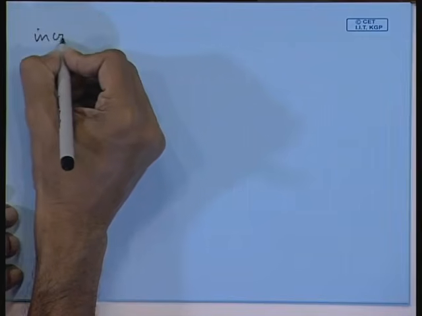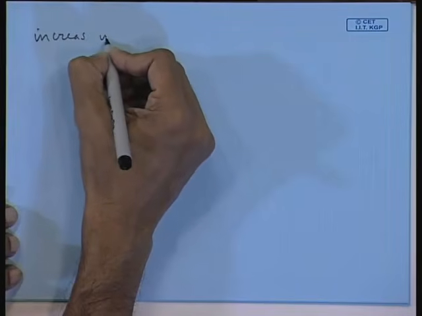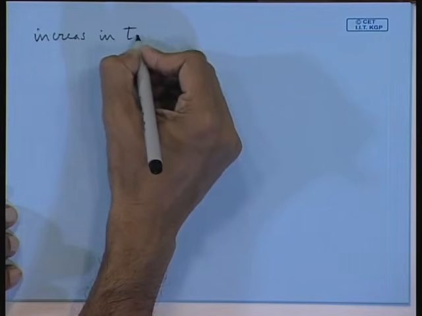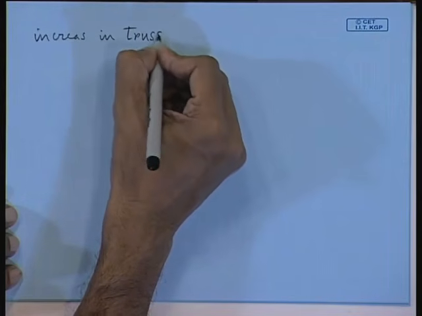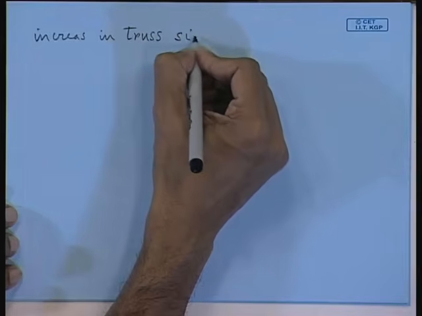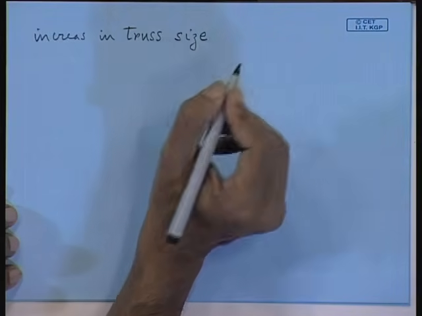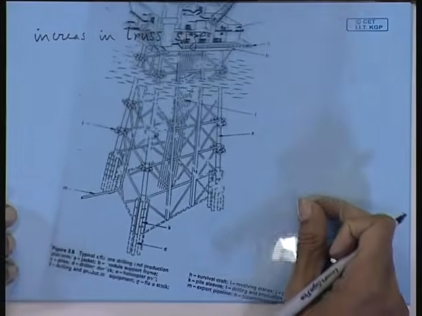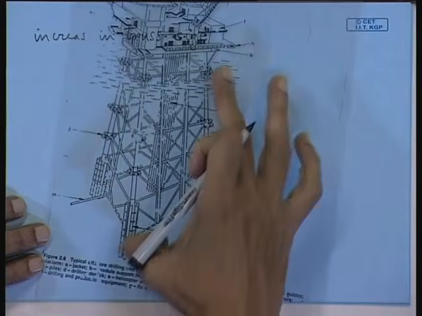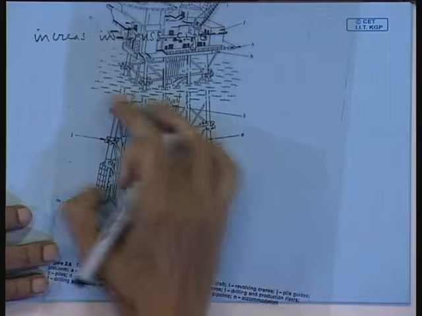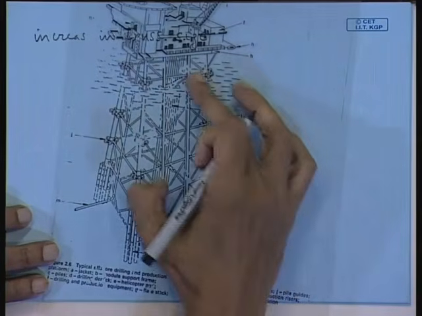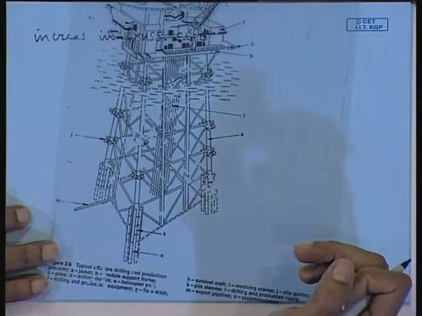Increase in truss size. Why? What has depth got to do with truss size? Suppose you increase the depth of the sea, then why does the truss size have to increase?